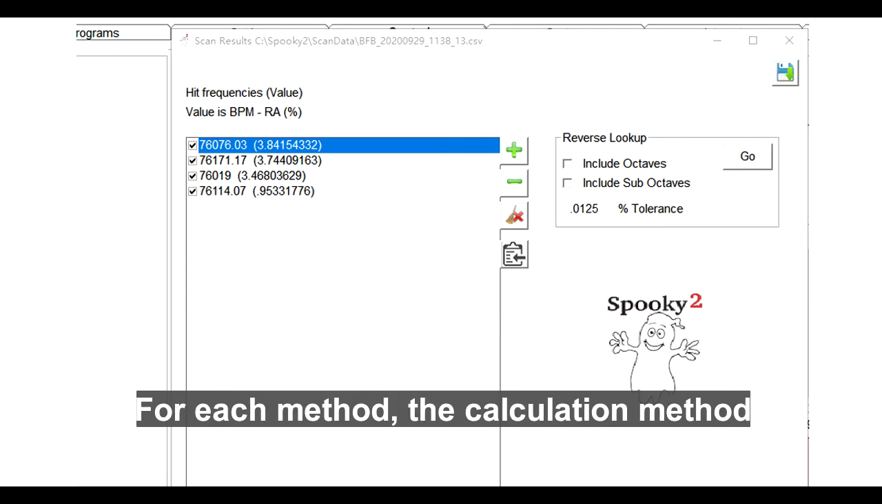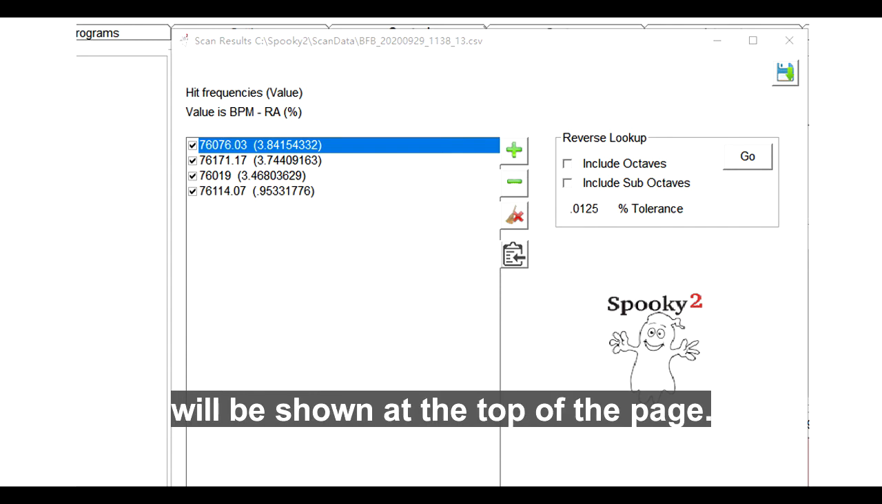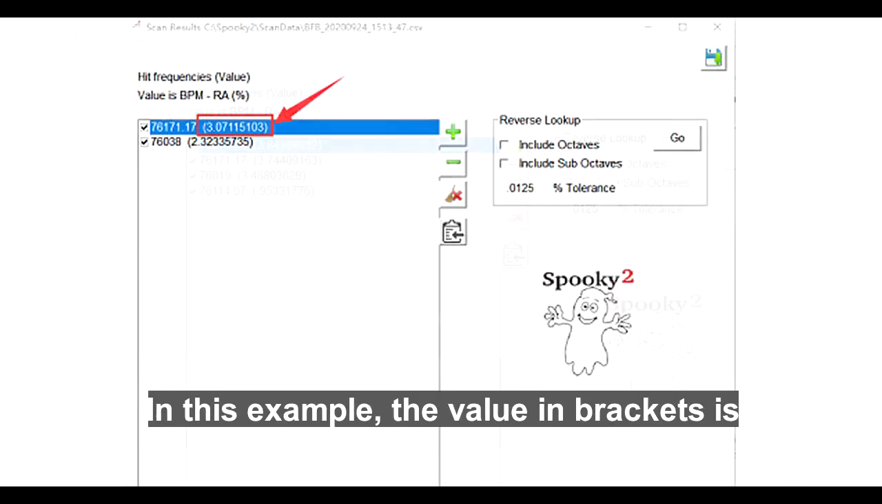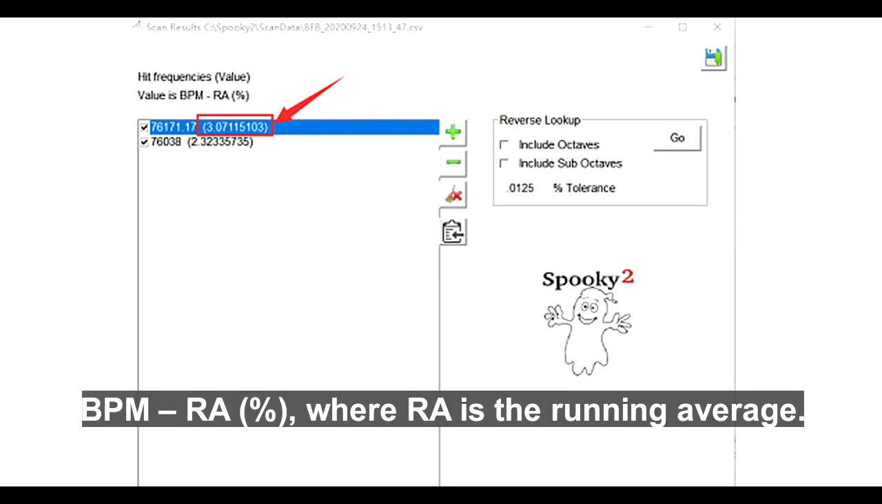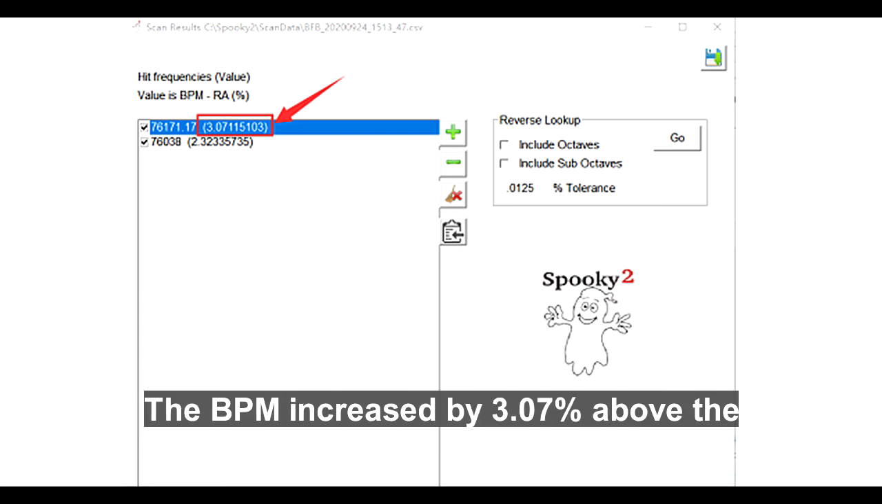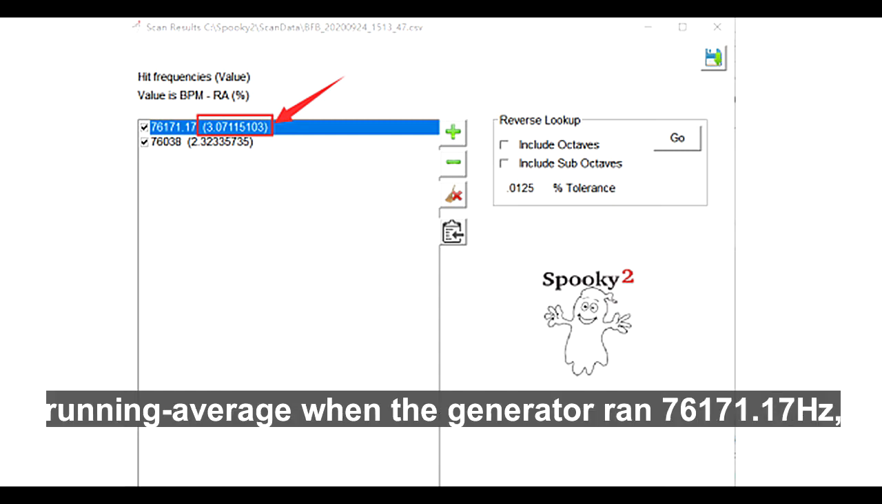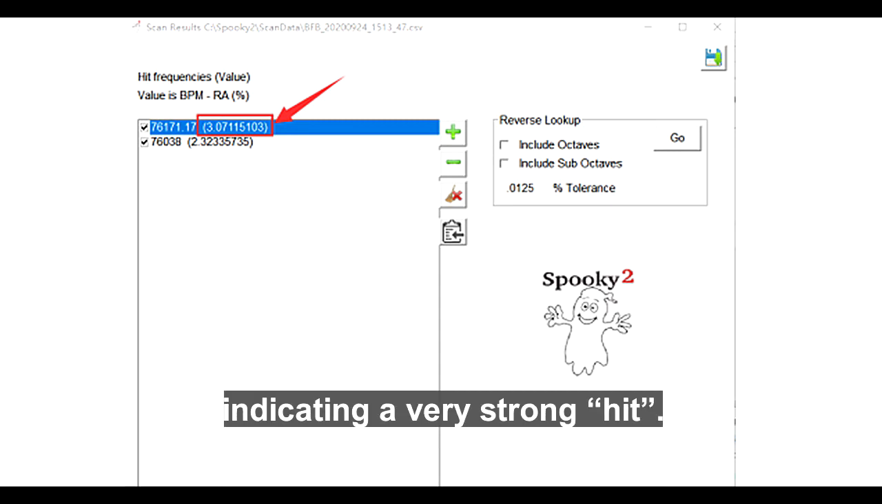For each method, the calculation method will be shown at the top of the page. In this example, the value in brackets is BPM, hyphen RA percentage, where RA is the running average. The BPM increased by 3.07% above the running average when the generator ran 76,171.17 Hz, indicating a very strong hit.